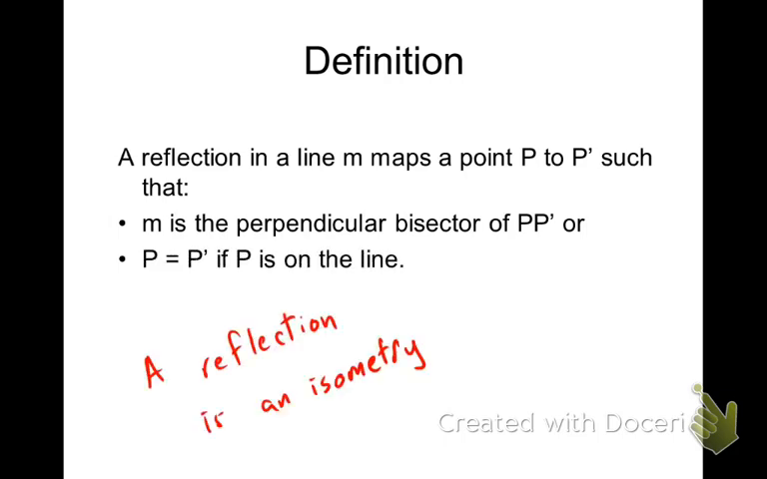Now, depending on where our mirror is, we might move an object to the left or to the right, but basically, we're going to know that a reflection is an isometry because when you look in the mirror, you see the same size point, just the same distance away from the mirror.